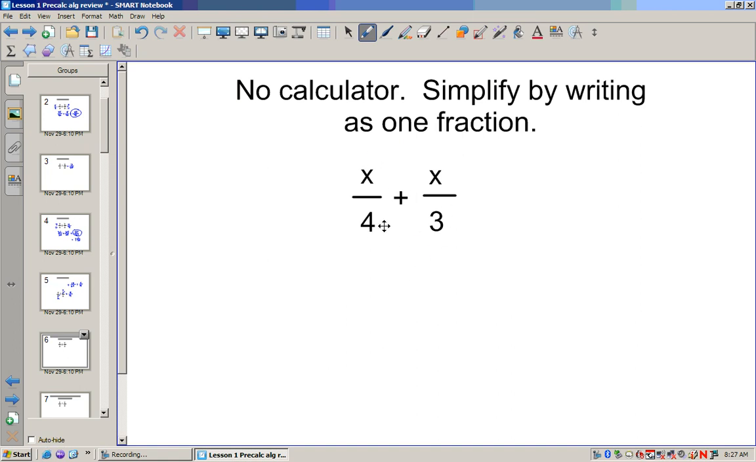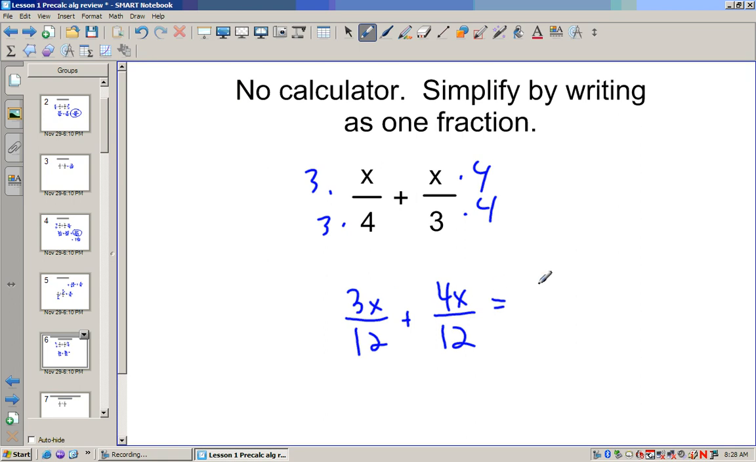Alright, now here's where the algebra comes in. If we want to add these two together, pause this and see if you can do this on your own. For people who can't, we have a 12 underneath. We have to multiply this side by 3, so this would be 3x. We have to multiply this side by 4, so this would be 4x. So this would be 7x over 12.